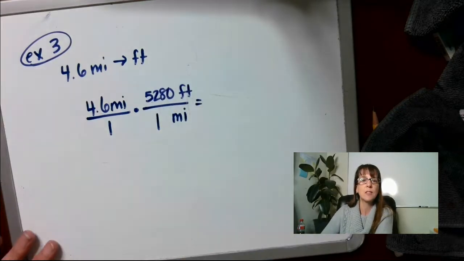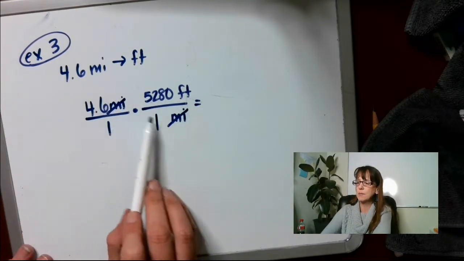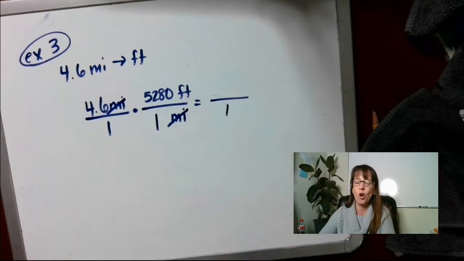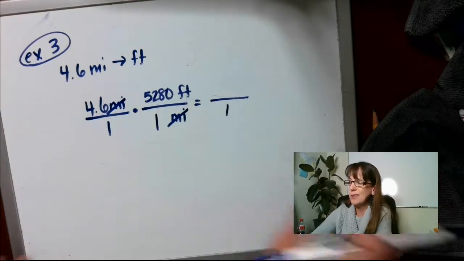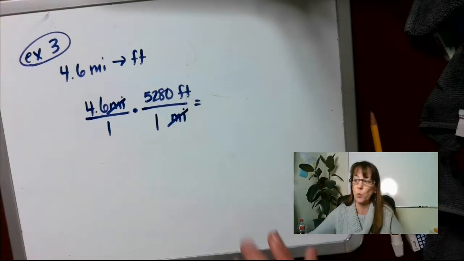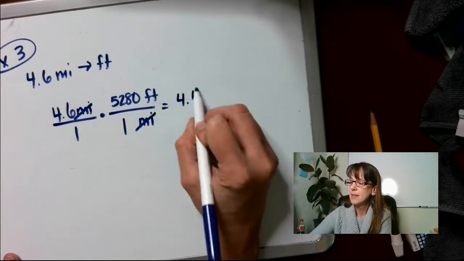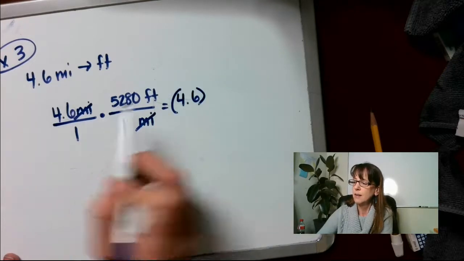Okay, now let's go ahead and cancel out our units. Guys, now downstairs I have 1 times 1, which means it's all going to be over 1. At that point, we don't even really need to write that. Everything is going to be upstairs because we can put anything over 1. So upstairs, what I have is 4.6 times 5280.